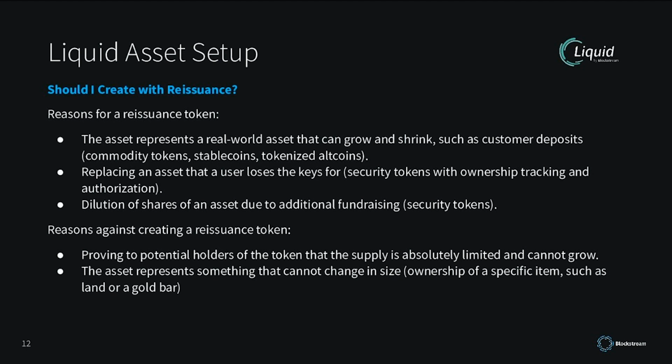So if you don't want to create a reissuance token, that would usually be because you're proving that the supply absolutely cannot grow. This is something where you want an ironclad collectible or something that is exactly known. If you had a token representing a gold bar, like one specific gold bar that's in a vault, you're not going to ever want that number to grow or shrink.